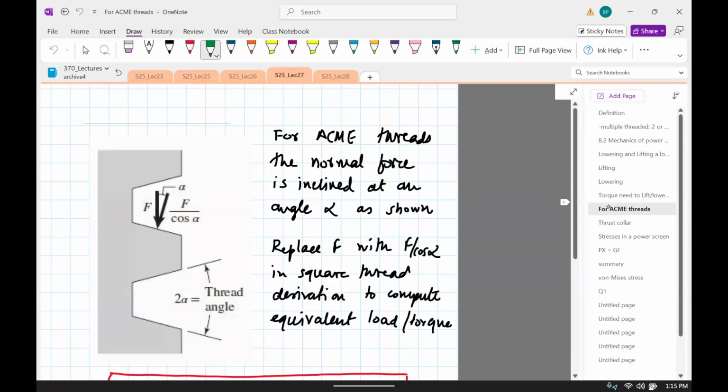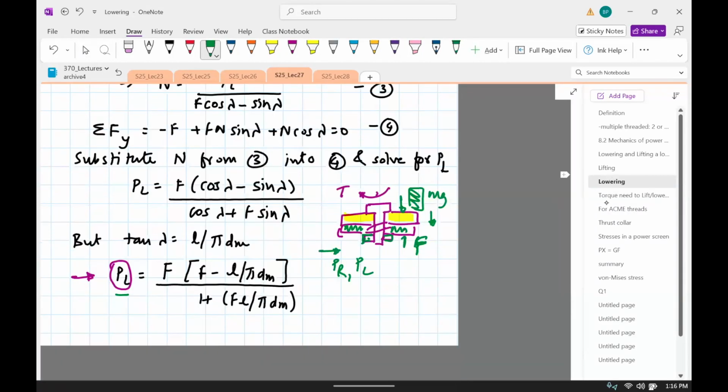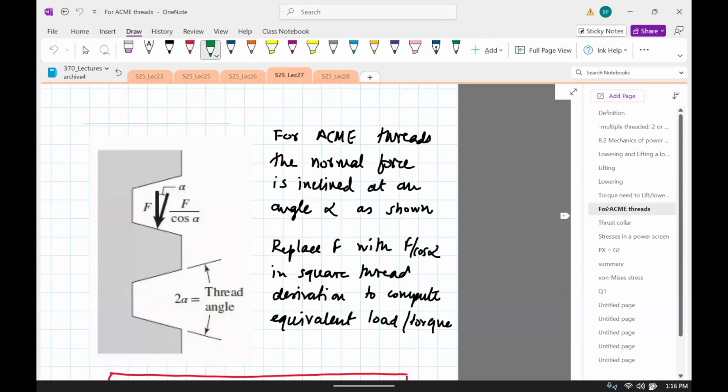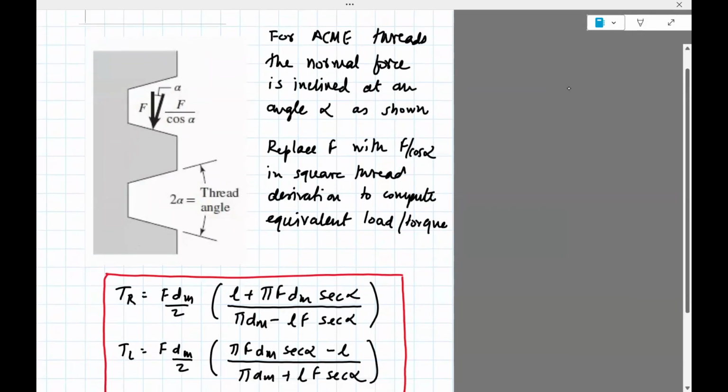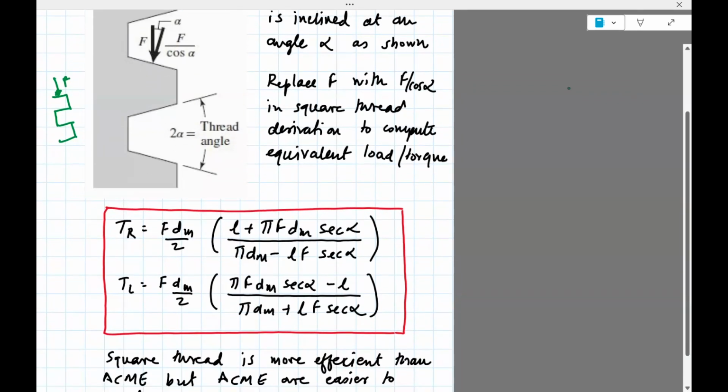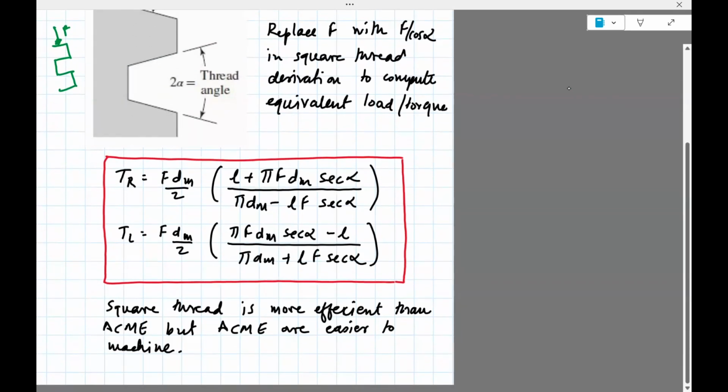Now that we have talked about this, we've only looked at the square thread. If you are looking at an ACME thread, the force is not horizontal. When we looked at the square thread, the force was like so. If the force is at an angle, then you just have to take that alpha, the helix angle, and rotate F, which means your equations will slightly change. There'll be a secant alpha that comes in there. So that's for the ACME thread.